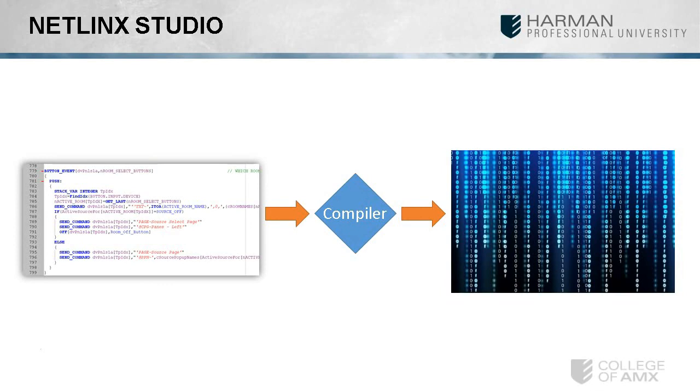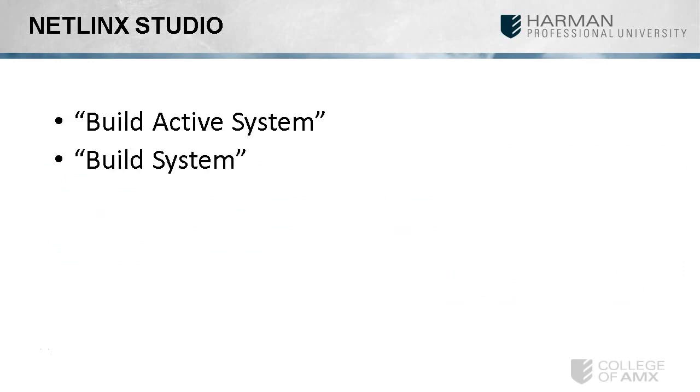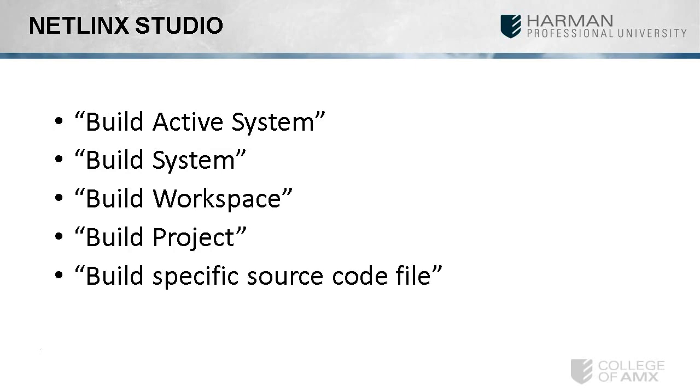It is also strongly recommended that any warnings be resolved as well, although a warning will not stop your code from loading and executing. There are several options for compiling or building your code in Netlinx Studio. You can build active system, build system, build workspace, build project, and build a specific source code file. Let's step through each one of these options.